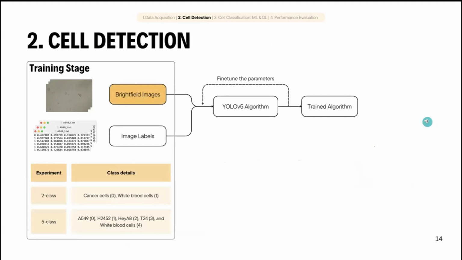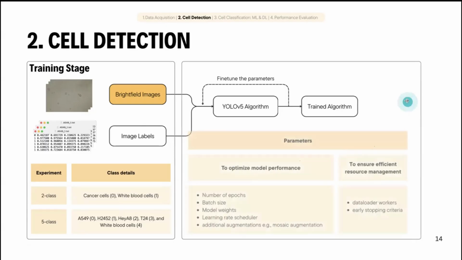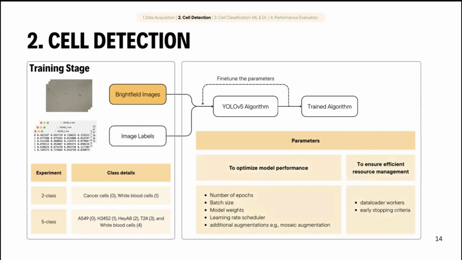For the training stage, 2 experiments were carried out by dividing classes differently. First, 2 class. All cancer cell types are grouped together in 1 class as cancer cell against white blood cells. Second, 5 class. 4 cancer cells type belong to their own classes in white blood cells, adding up to 5 classes in total. When training the model, the parameters are controlled to be the same in both experiments. We optimize number of epochs, batch size, model weight, learning rate scheduler, and other additional augmentations.